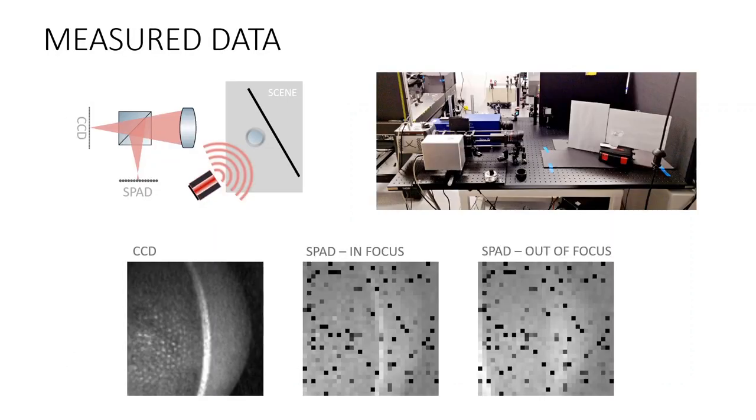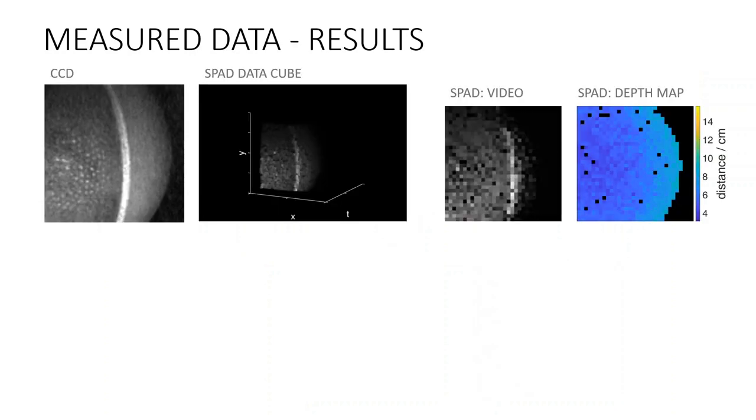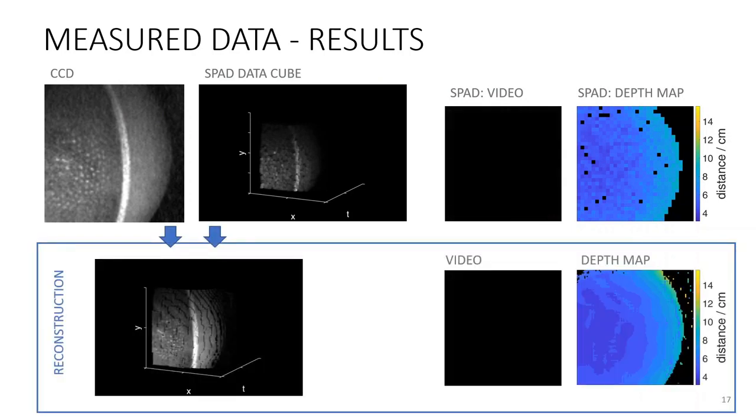Finally, with the setup mentioned before, we captured actual measurement data to test our model in the real world. Our CCD image has a spatial resolution that is a factor of 3 by 3 higher than that of the SPAD sensor, which is a 32 by 32 pixel array. This is the full measurement of this scene, showing a section of a basketball. The reconstruction looks as follows.